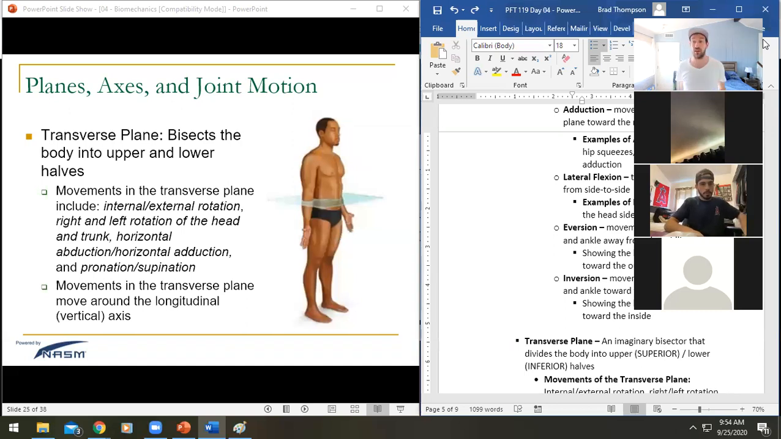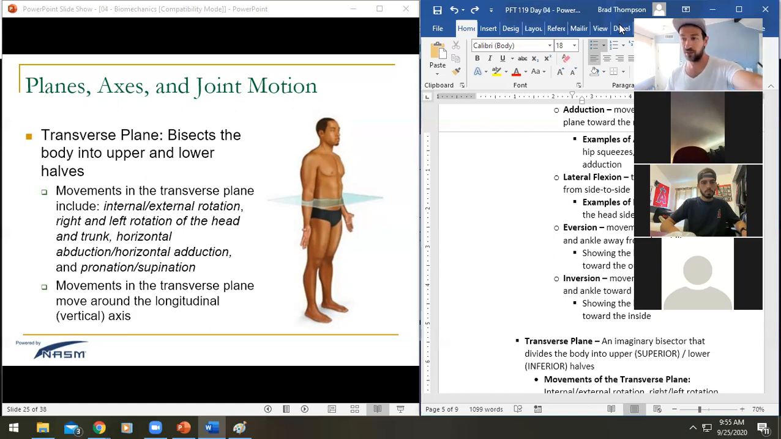Cool. All right. The last one, the transverse plane. So again, remember the whole point of the planes, right? I'm moving along the plane. If it's sagittal, I'm moving along it this way. If it's frontal, I'm moving along it this way. Transverse is moving along it this way, like it is cutting me this way. So my head, if you were to cut my head right here, it would slide in this direction. My arm would slide in this direction, right?